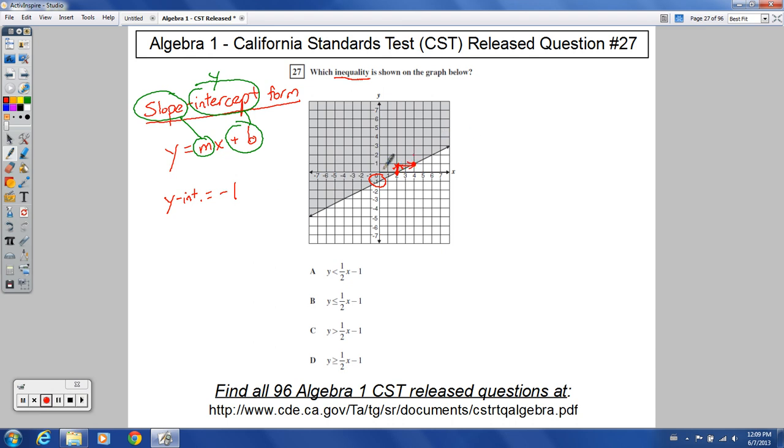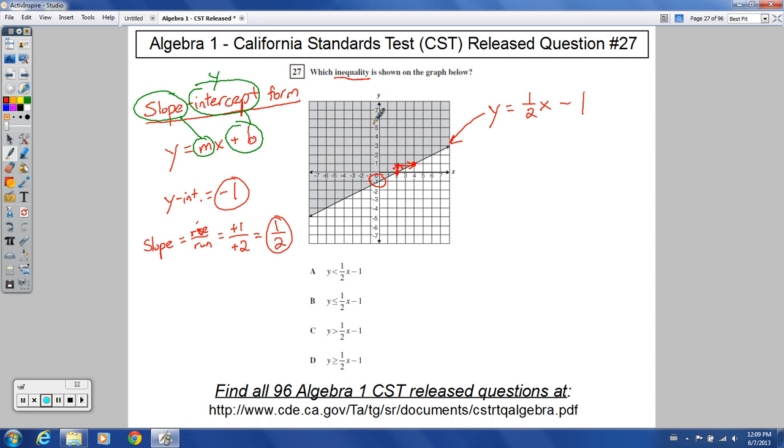Our slope is supposed to be rise over run, which in this case is up 1 over right 2. So your slope is 1/2. Your y-intercept is -1. So we take these two values, put them into slope-intercept form, and we would have 1/2 x minus 1. But notice this is an equation. This is just for the line itself, just for that part right here.